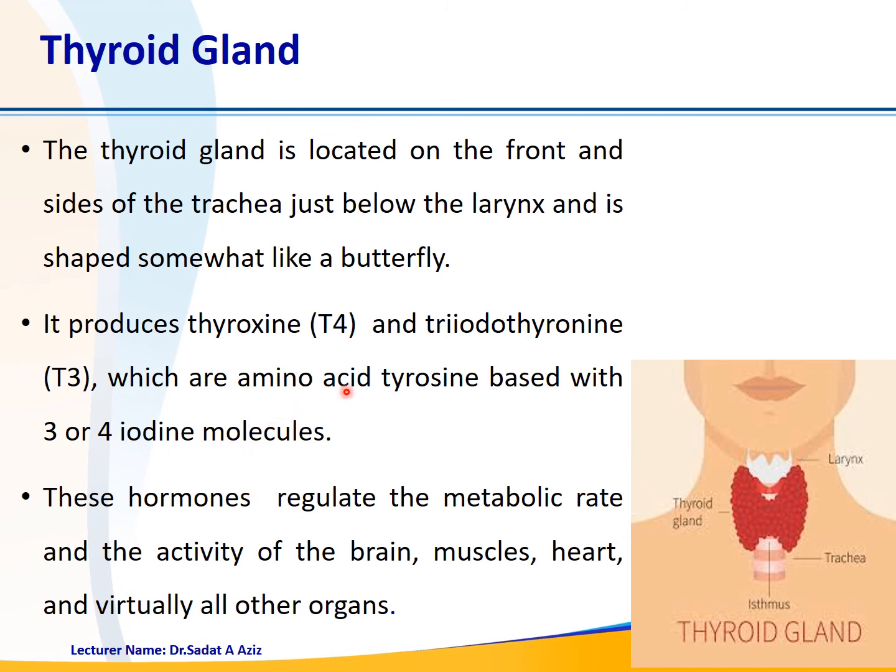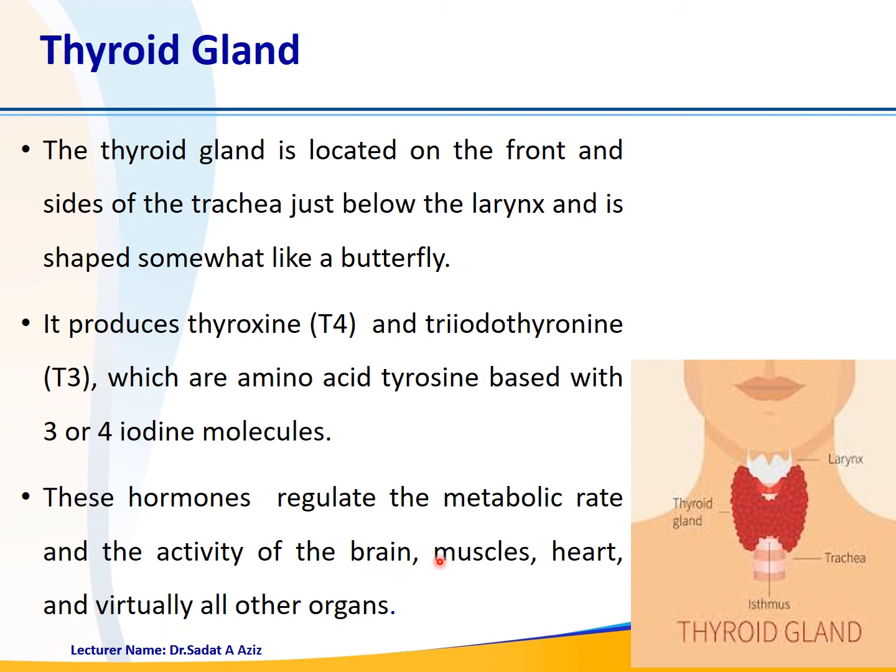So in the case of thyroxine, what we have is 4 iodine molecules, while in the case of triiodothyronine, we have 3 iodine molecules. Triiodothyronine is the most active form of thyroid hormone in the body. Okay, so these hormones regulate the metabolic rate and the activity of the brain, muscle, heart, and virtually all other organs.